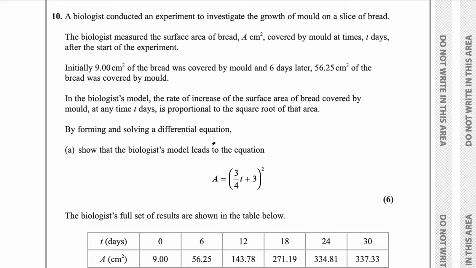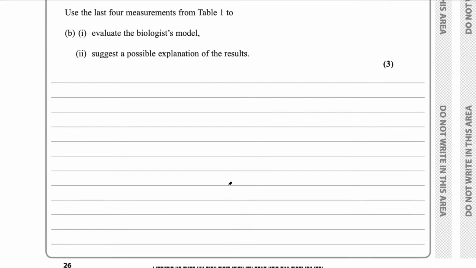By forming and solving a differential equation, part A says show that the biologist's model leads to the equation A equals (3/4 t plus 3) all squared. One of the most important pieces of information here is that the rate of increase of the surface area of bread is proportional to the square root of that area. And remember, they told us the area we're calling A centimeters squared. Also, they tell us the initial area covered and the area covered 6 days later. With all of that information, we are going to be able to come up with this equation down here. So let's get started on that for part A.